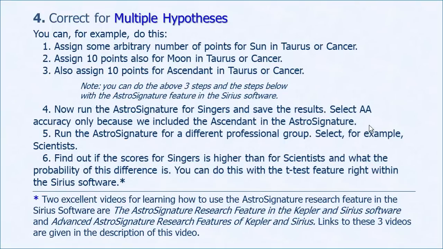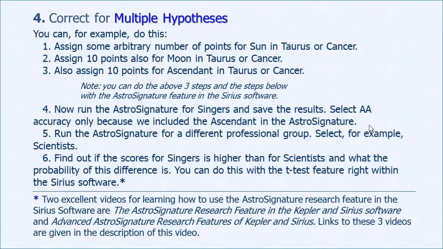I won't repeat that here, because I've already got these videos done. So you can just watch those other videos if you want to see step by step how to do this. But for our purposes in this video, just know that you can do it. It's pretty simple. You just make the list and give however many points you want to it. Then you just run that AstroSignature for your singers and see what their scores are.